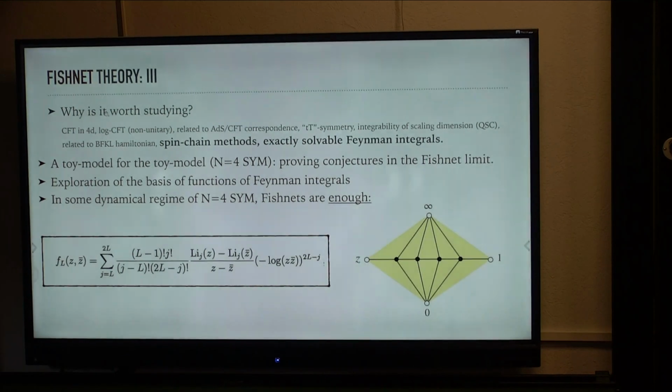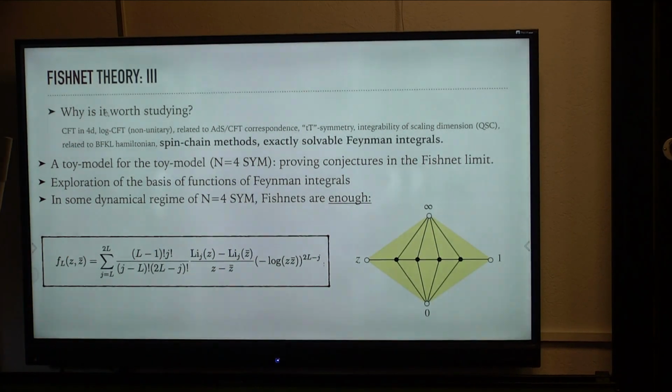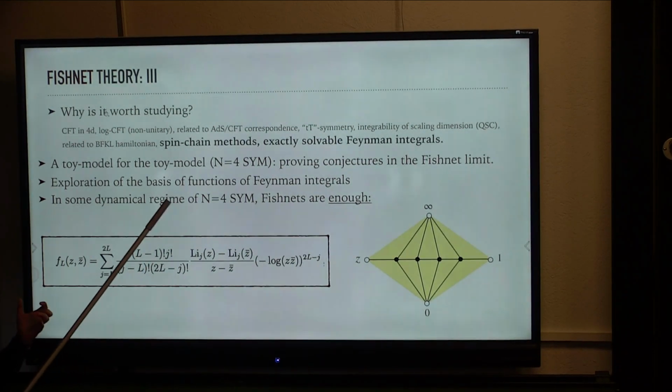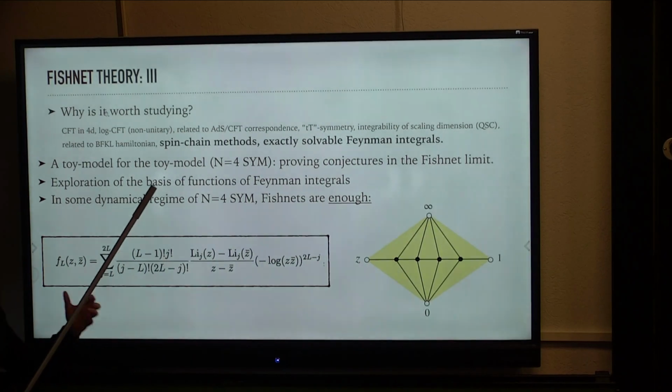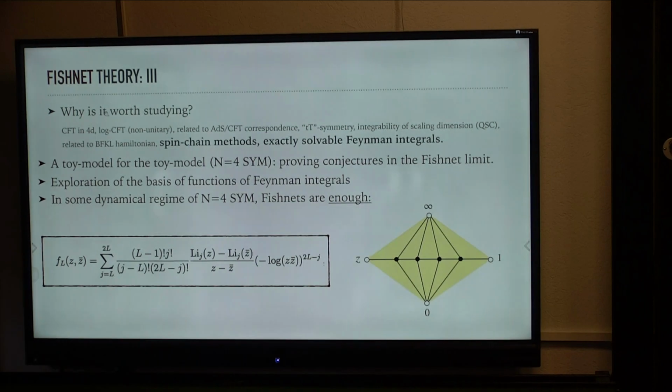Okay, so why is it worth studying fishnet theory? It was already explained. There are many reasons you can find. For me and for this talk, it is interesting because we apply spin chain methods from integrability to the computation of multi-point Feynman integrals, and these multi-point Feynman integrals are not objects of interest of the fishnet theory, but for example, they can describe important quantities in N=4 super Yang-Mills, which is a much more interesting theory from the point of view of high energy physics.